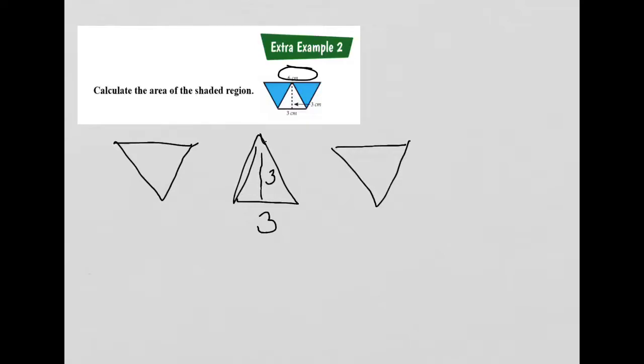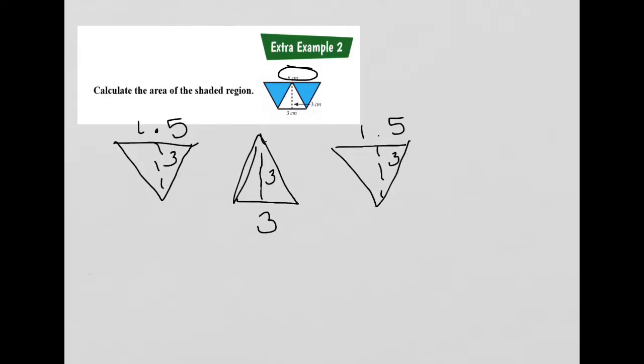So if I have one piece that's 3, that means I have 3 centimeters left over, but I have 2 triangles. So 3 divided by 2 would be 1.5. So both of these are going to have a base of 1.5, and they're all going to have a height of 3.